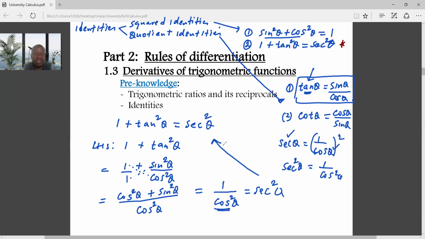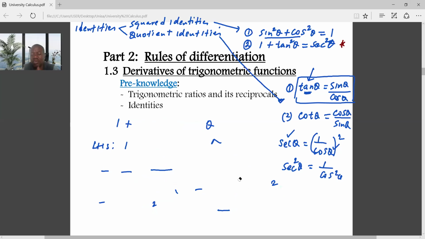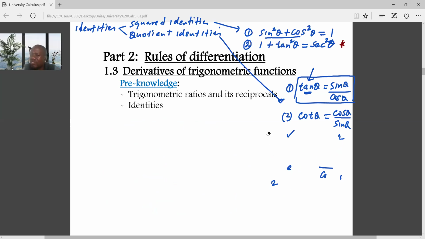So it's very important, ladies and gentlemen, to know these things. Very, very important. If you want to enjoy university mathematics, you need to be able to understand this. I don't want to frighten you, I'm just showing you that you need to know these things to enjoy university mathematics. Especially knowing the trig ratios and their reciprocals, and the squared identities, is very important.